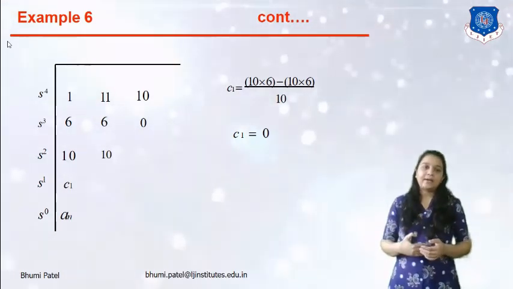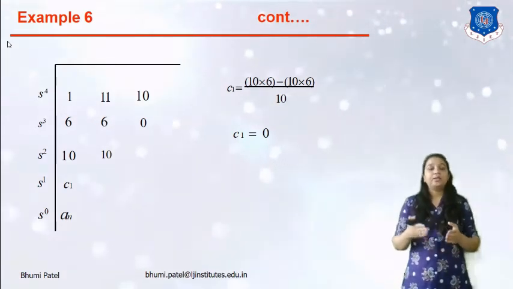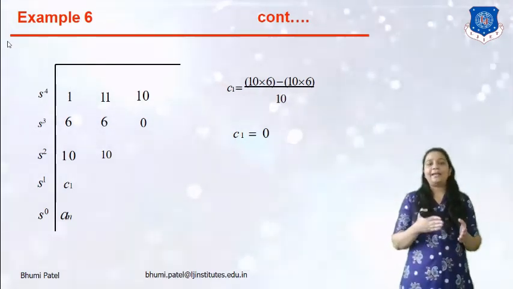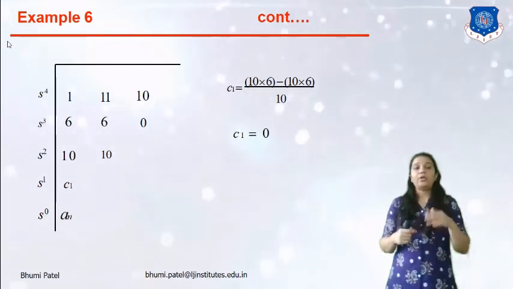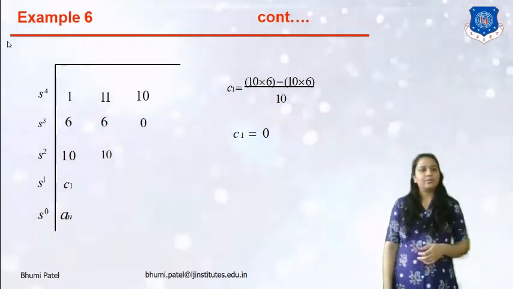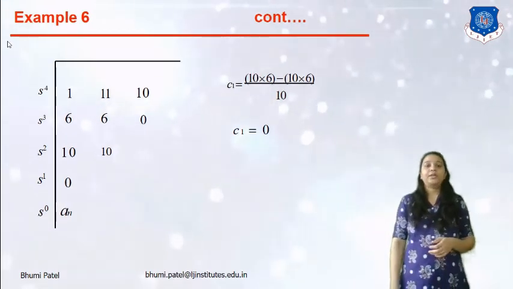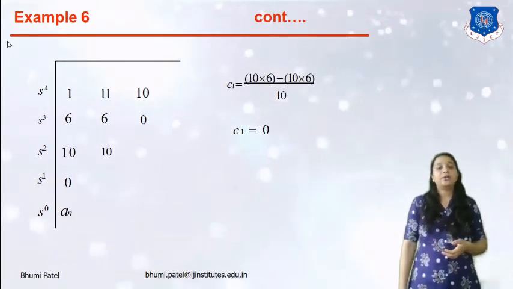Now our next target is to find the value of C1. Here the equation of C1 is 10 into 6 minus 10 into 6, divided by 10. We cannot consider the first row, so we get C1 equal to 0. Okay. Now for finding C2, it is also 0.